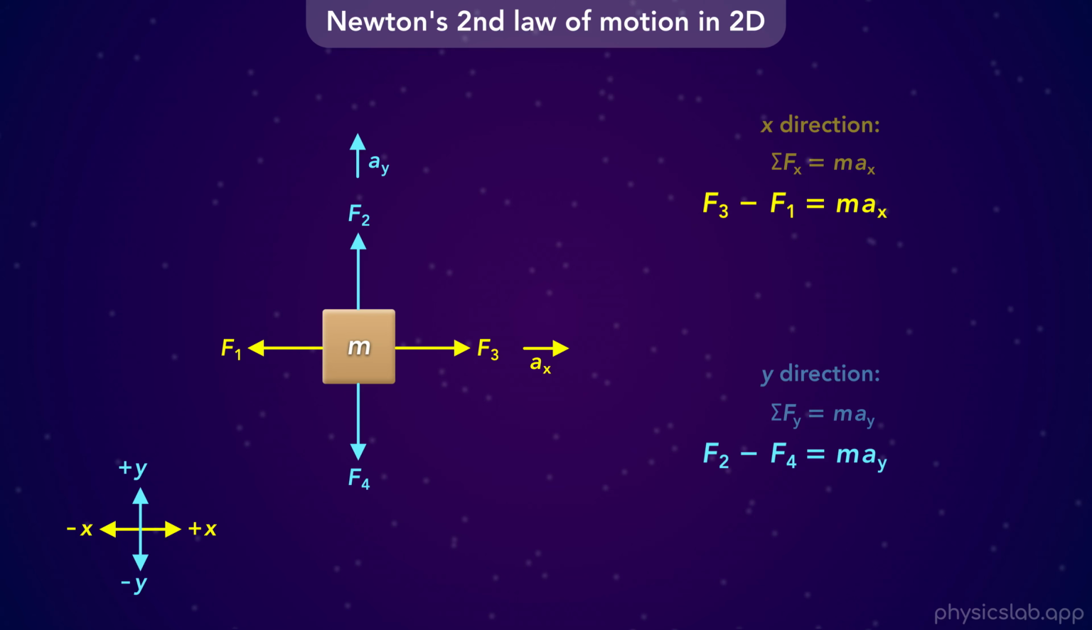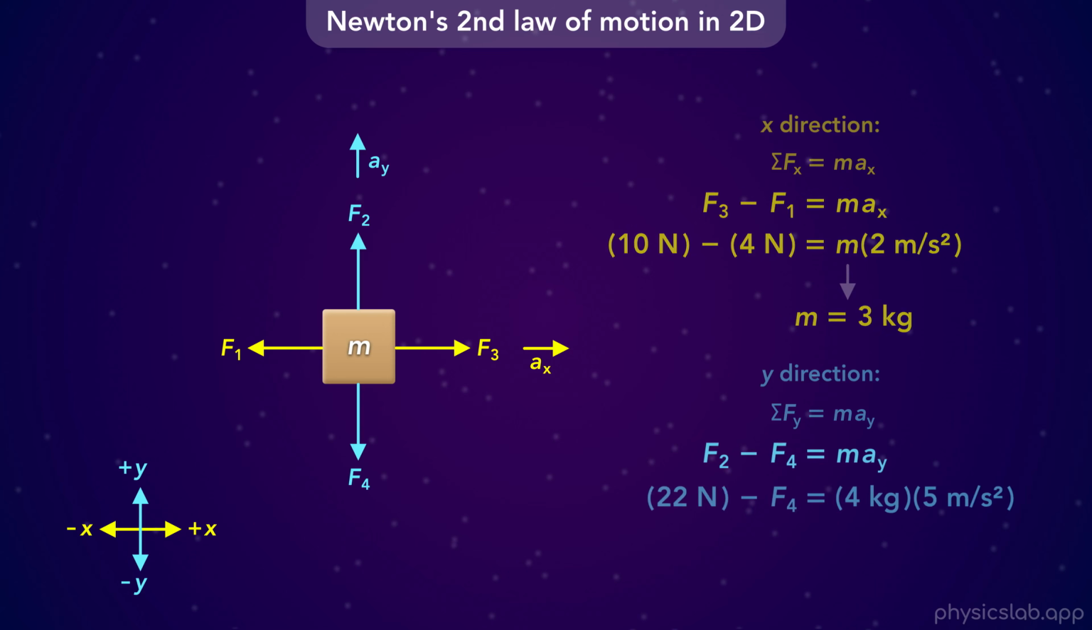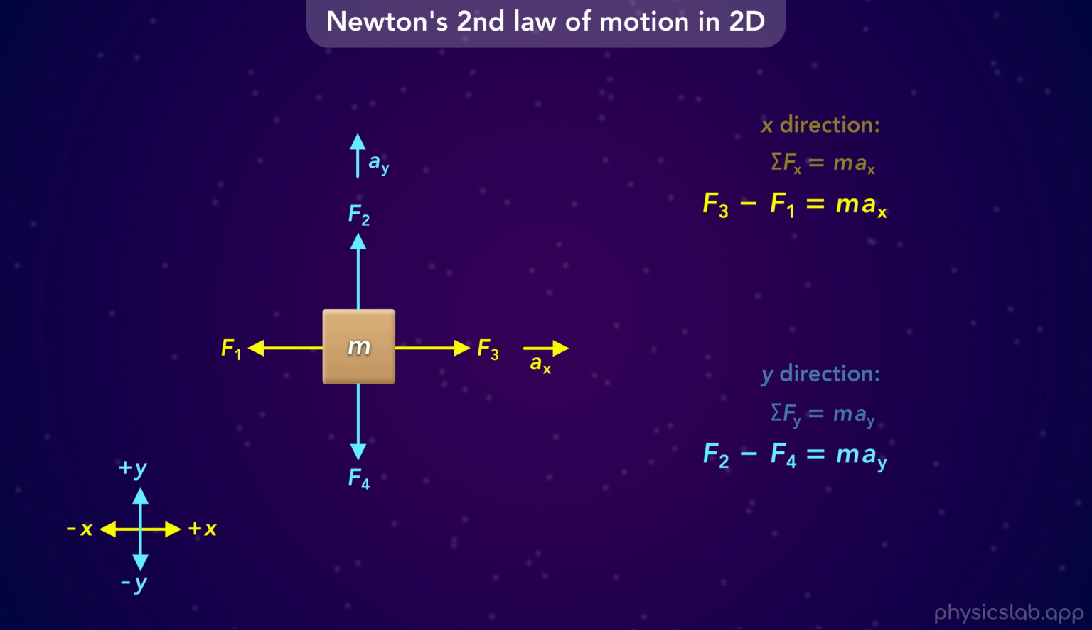We've turned the physical scenario into 2 equations, and we can plug in values that were given and then solve for an unknown variable. So if we were given 2 forces and the acceleration in the x direction, we could solve for the mass because it's the only unknown variable in that equation. Or if we were given 1 force, the mass, and the acceleration in the y direction, we could solve for the unknown force F4. So we don't just use Newton's second law to find a particular thing, we use it in every scenario to get those 2 equations. Then we can solve for whatever the question is asking for.